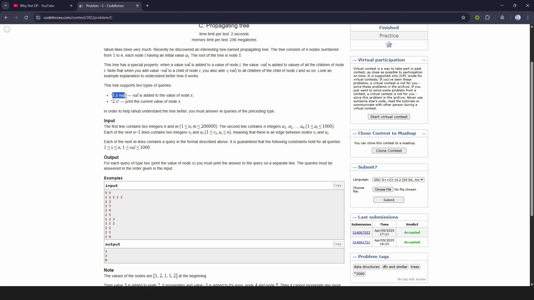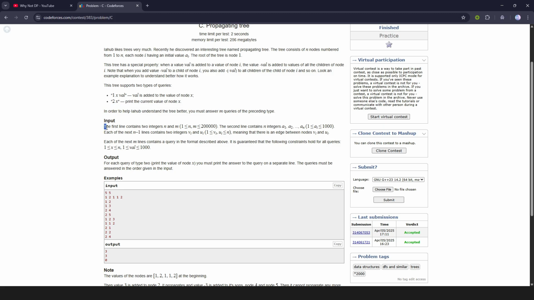So this is the first query, and this is the second query. In the second query we will just be given an integer x, and we have to do nothing but print the current value of node x. So in order to help Lahab understand the tree better, you must answer m queries of the preceding type.